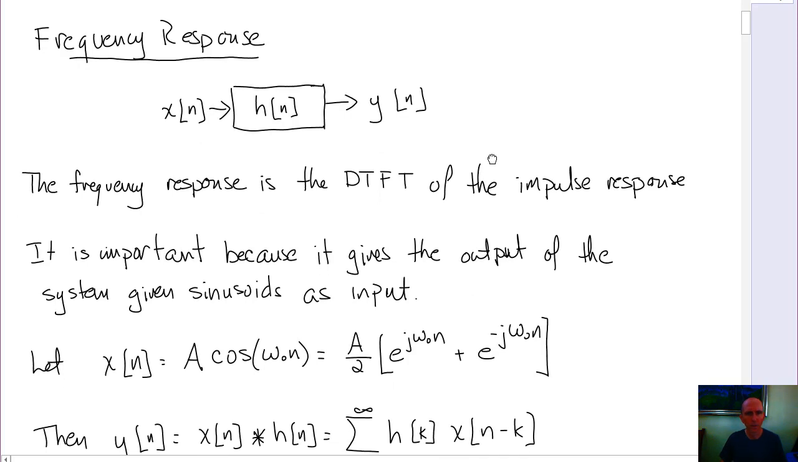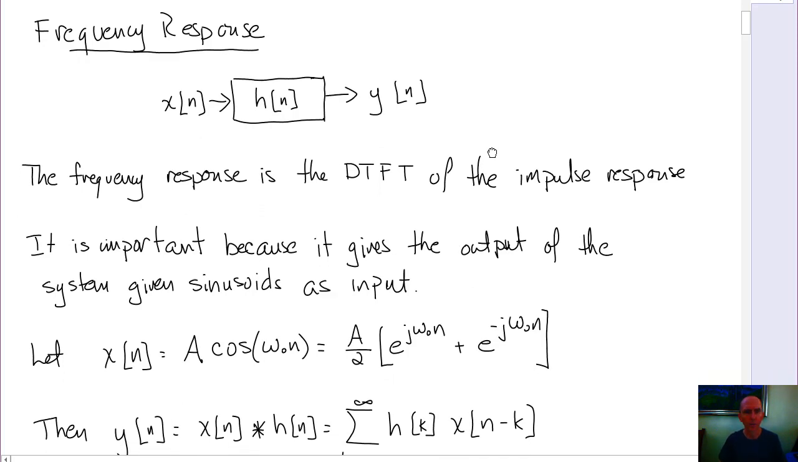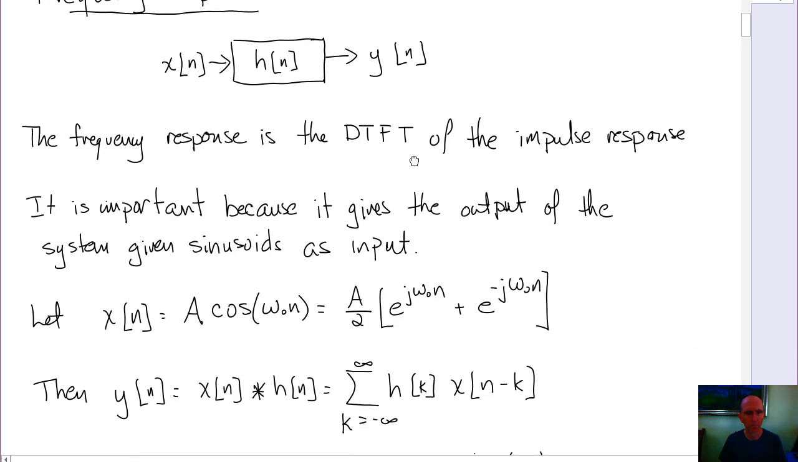So let's start with the basic definition again. Suppose we have a linear time invariant system. x of n is going to be our input, h of n the impulse response, and y of n is going to be the output of the system.